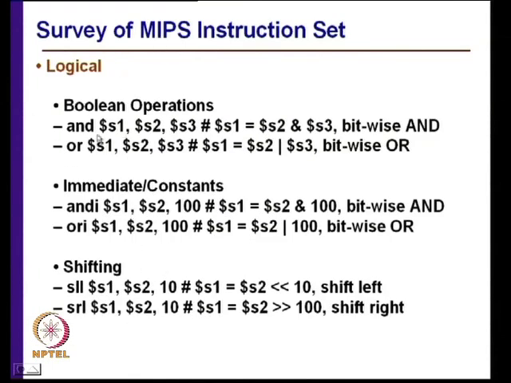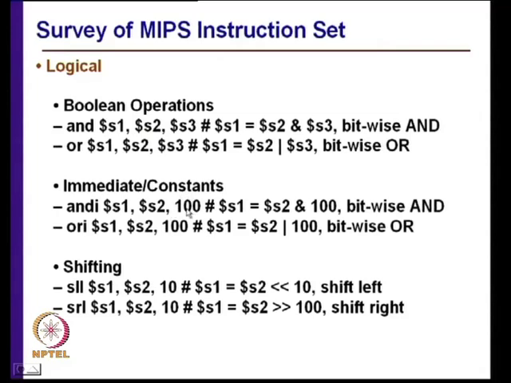Then you have got the logical group: AND and OR. AND will perform a bitwise AND operation on the contents of registers S2 and S3, and the result will be stored in S1. Similarly, OR $S1, $S2, $S3 means that it will perform a bitwise OR operation on the contents of S2 and S3, and the result will be stored in register S1. So, you can perform bitwise AND and OR. You can also perform AND with immediate data, which performs a bitwise AND operation with a value provided as a constant.